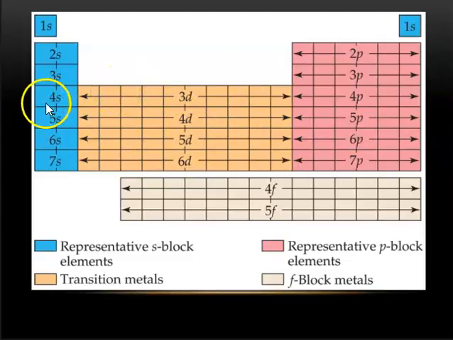So it goes 4s, 3d, 4p, 5s, 4d, 5p. Now it gets crazy. Once it gets to 6s, there's another crossing. So it goes from 6s, jumps down here to 4f, comes back up here, 5d, 6p. And then after 6p, you go 7s, 5f, 6d, 7p. So it's a little crazy down there. Most of what we're going to do, I'm going to keep on the upper side of the table. But this will help you remember how they fill.